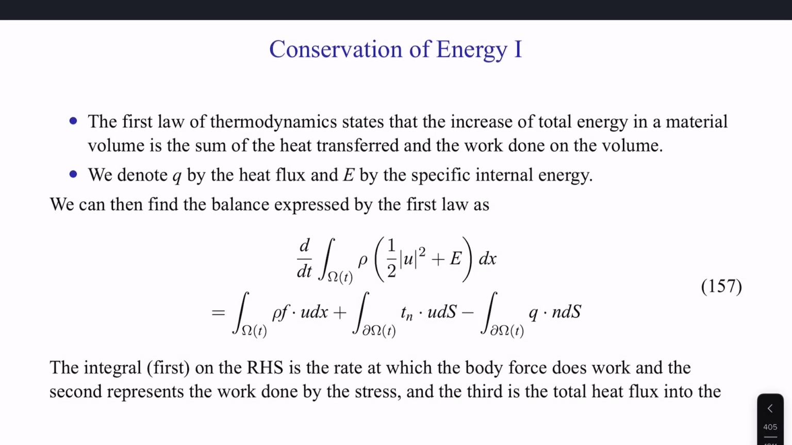Now we'll turn to conservation of energy using a similar approach as before. Remember that the first law of thermodynamics states that the increase of the total energy in a material or fluid parcel volume is the sum of heat transferred and the work done on the particular volume. We'll denote Q by the heat flux and capital E by the specific internal energy in this case. Sometimes I like to use little e, but here we'll use big E.